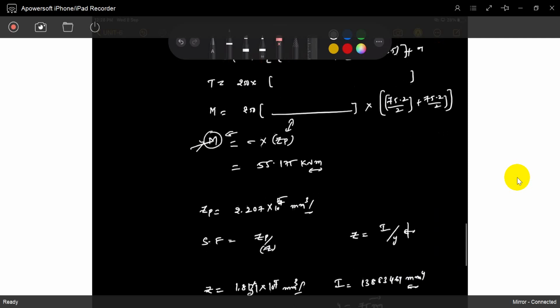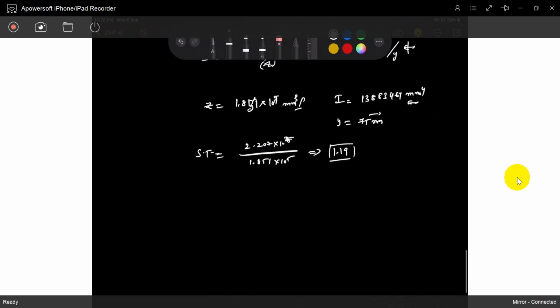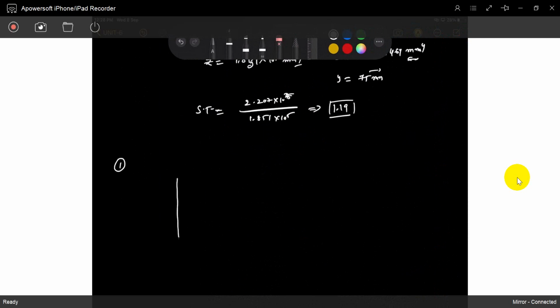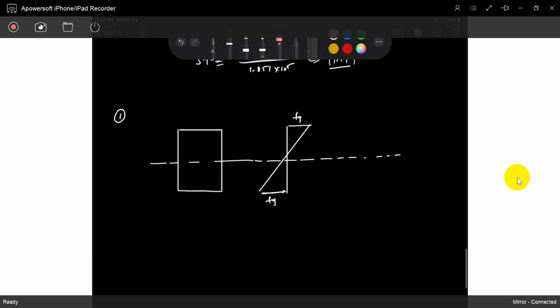So directly I came through the I section. You may feel something sudden, a jerk. So I will show you in a rectangular section. I just missed it. If it is a rectangular section, this is the stress, this is Fy, this is Fy. Understood? Both are Fy. We already calculated this yesterday.